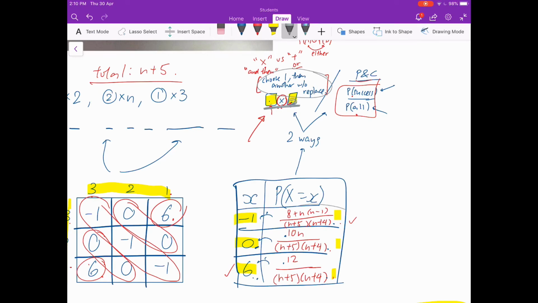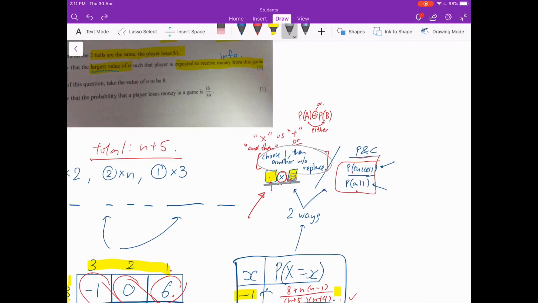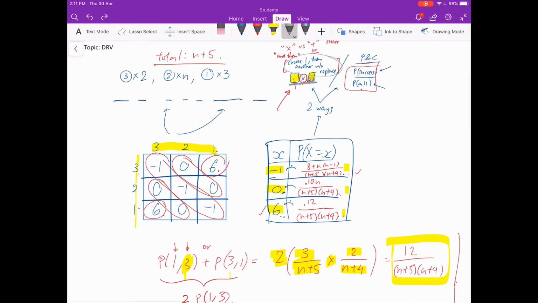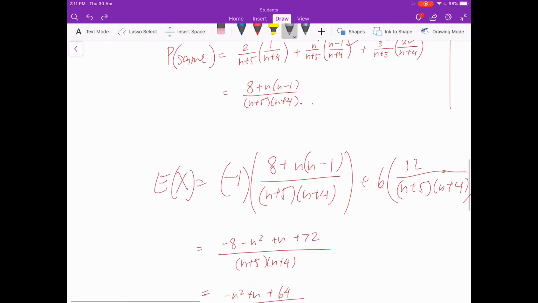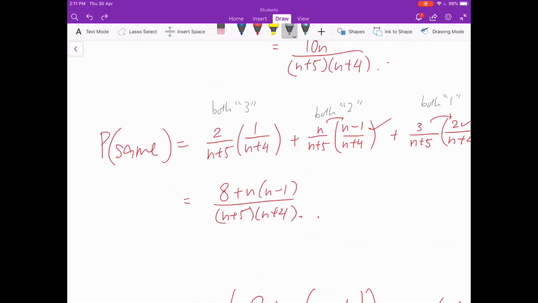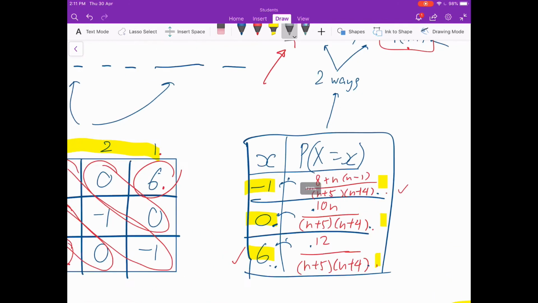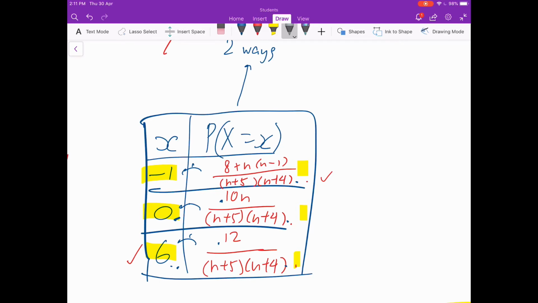Okay, just note that I've made a change to this one over here. There's no change in the answer. It's just a translation error. So earlier on the calculation was as such, 8 plus n minus 1. I copied it wrongly, so this is the appropriate correction. Okay, just a translation error.